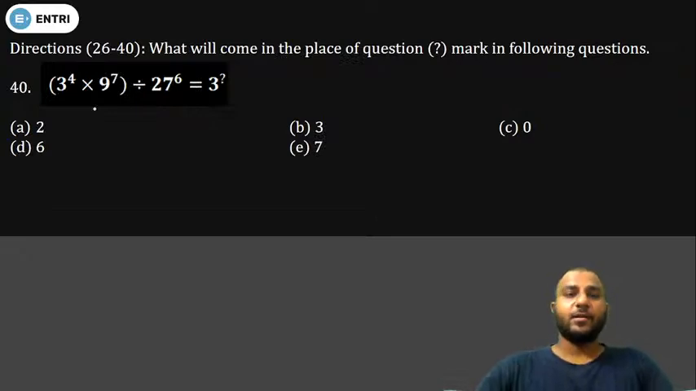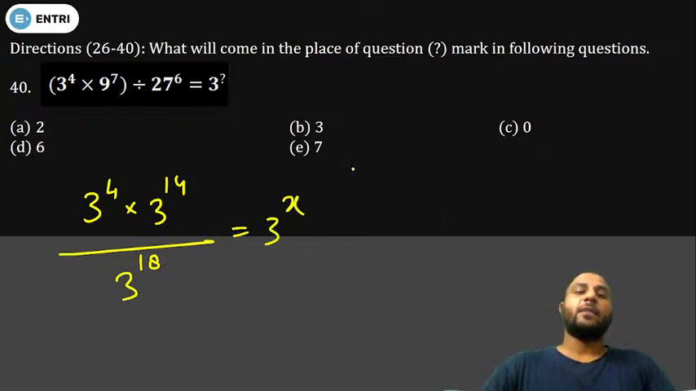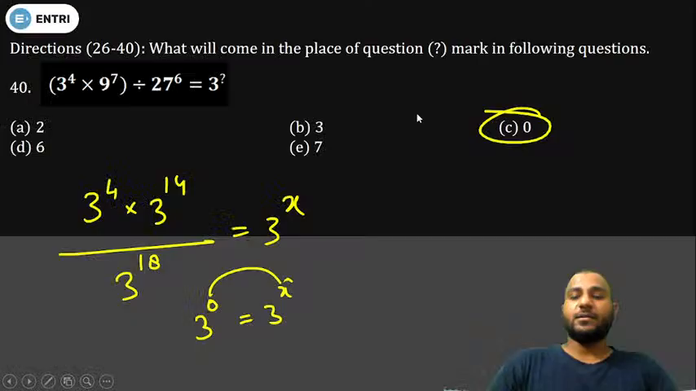Okay, here 3 to the power 4 into 3 to the power 14 divided by 3 to the power 18. So tell me how you are going to solve this one. 3 to the power x, in my opinion the answer will come as 3 to the power 0. So 3 to the power x, when you compare x with this one, it is coming as 0.